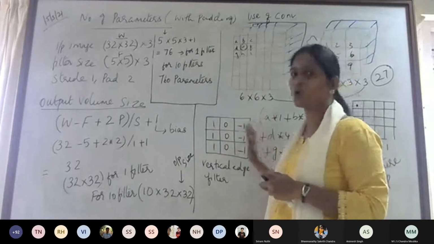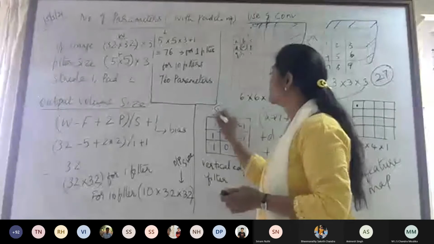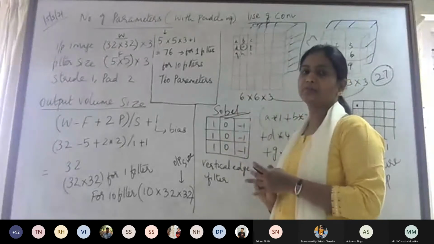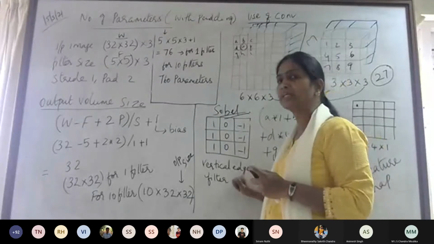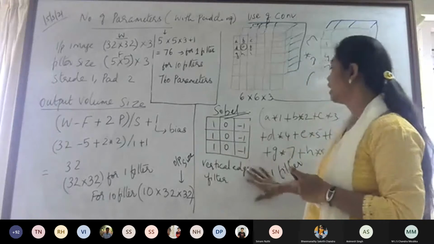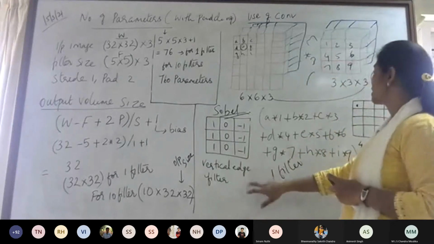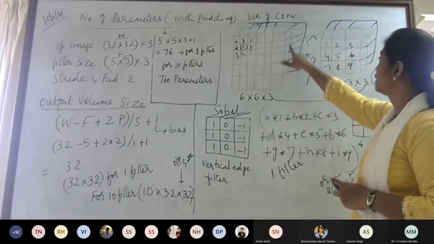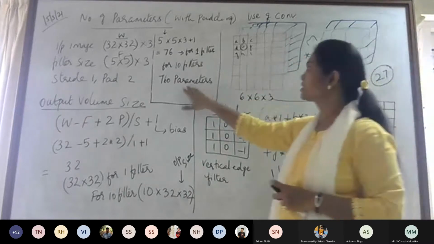Basically, this filter is a Sobel filter for edge detection. Okay, I will share an HTML link to understand this concept, how this has been made. Okay, so this is what the idea is, and then the number of parameters here.